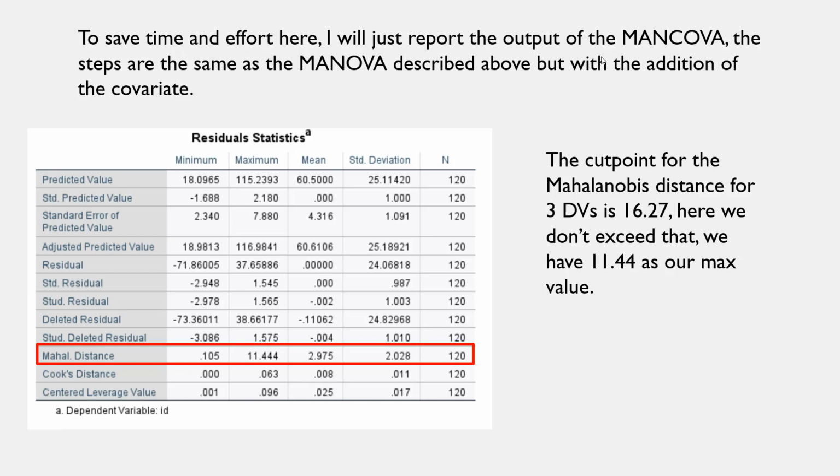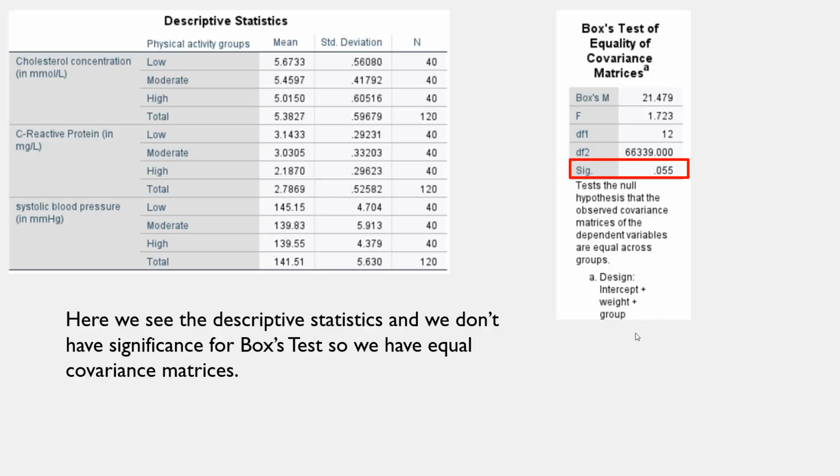So to save time and effort here, I'll just report the output of the MANCOVA. The steps are the same as MANOVA described above, but with the addition of the covariate. So we look at the Mahalanobis distance. I'd have to run that using linear regression, and I can see that my maximum is 11.4. When you have three dependent variables, the cut point is 16.2, so we don't exceed that, therefore we have no outliers.